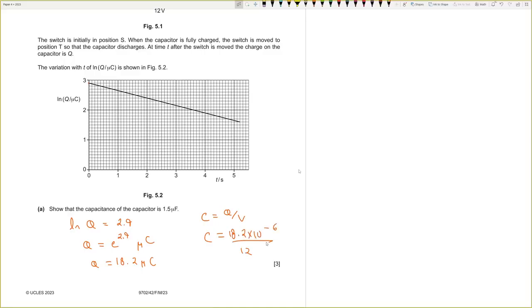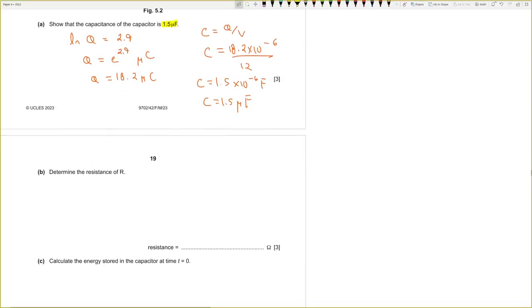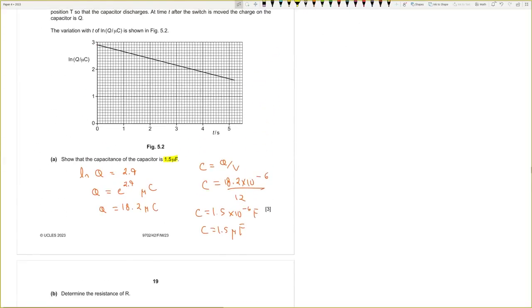So, calculate the answer: 18.2 times 10 power minus 6 divided by 12. This gives you a value of C equal to 1.5 times 10 power minus 6 farad, or C equals 1.5 microfarad. This is a show question, right? So we should carry forward this answer over here. Determine the resistance R.